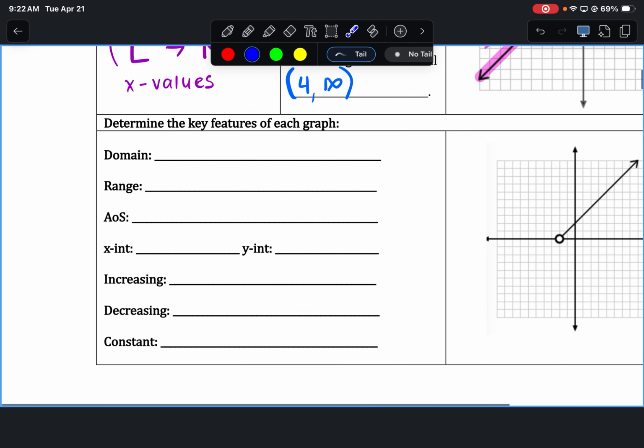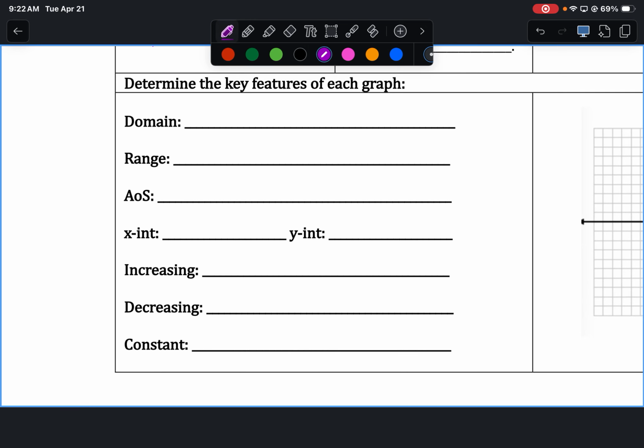So when we start with domain, okay, for domain, it is always our x values, and they go from left to right every single time. It can use parentheses, it can use brackets, you can use inequality notation, does not matter. But we're always looking from left to right with our x values. For range, we are looking at our y values from bottom to top. Again, you can use parentheses, brackets, depends on what's happening there.